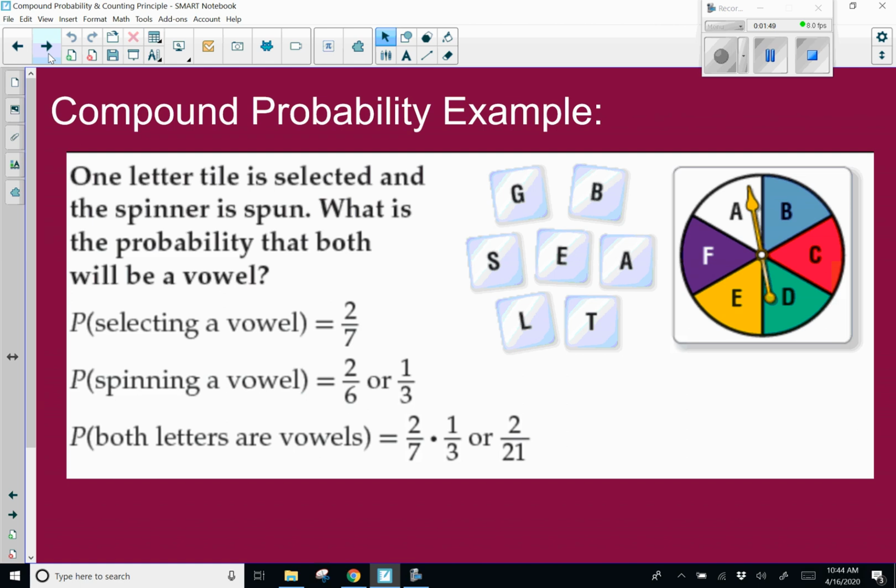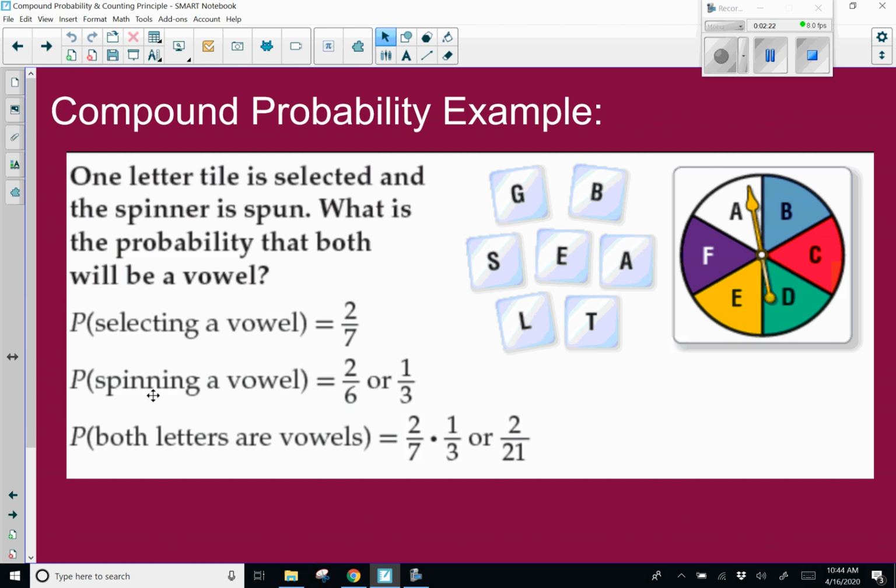Okay, so here are a few examples. It says one letter tile is selected and the spinner is spun. What is the probability that both will be a vowel? Okay, well, the first example says the probability of selecting a vowel. If you look at the letters given, you can see that there's E and A, so you have 2 total vowels. 2 is on top. And then there's 1, 2, 3, 4, 5, 6, 7 total letters. So the probability of selecting a vowel would be 2 out of 7. That would be one event.